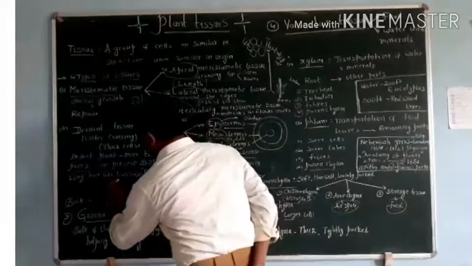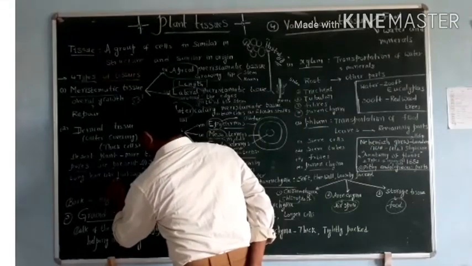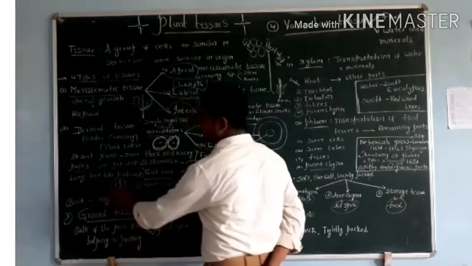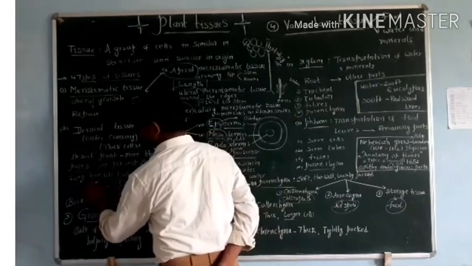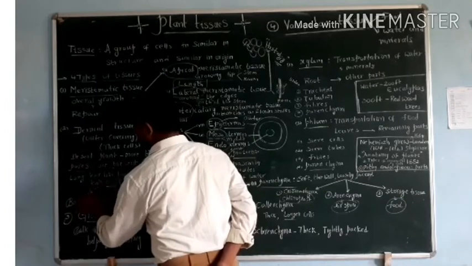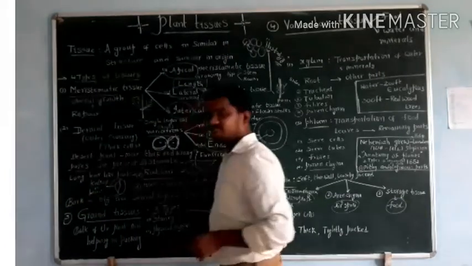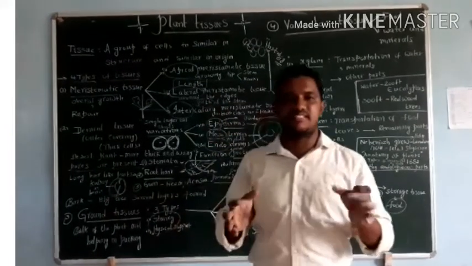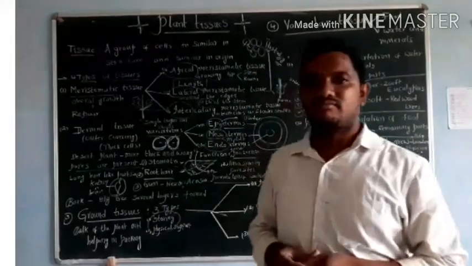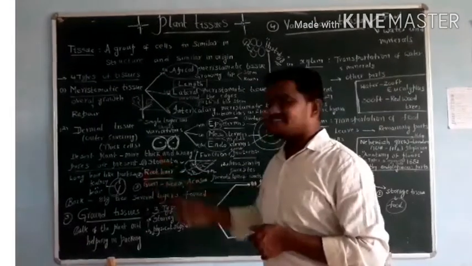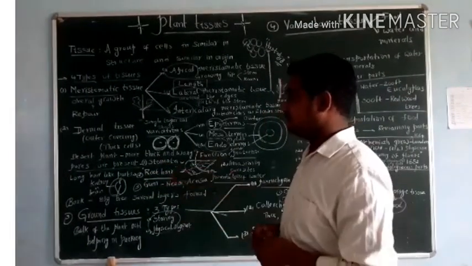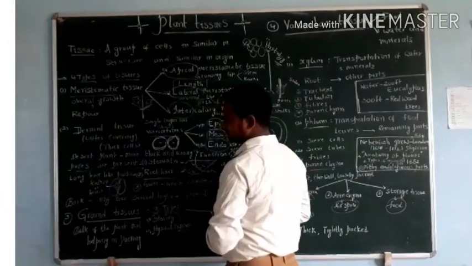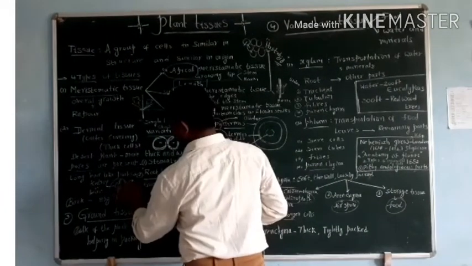See here, this is a small pore surrounded by two kidney-shaped cells or bean-shaped cells. Those are the stomata. A small pore is present. These are guard cells.